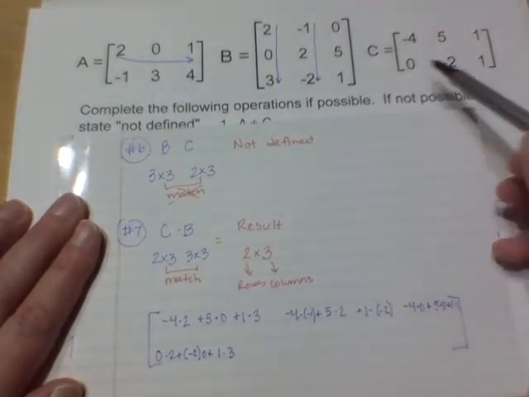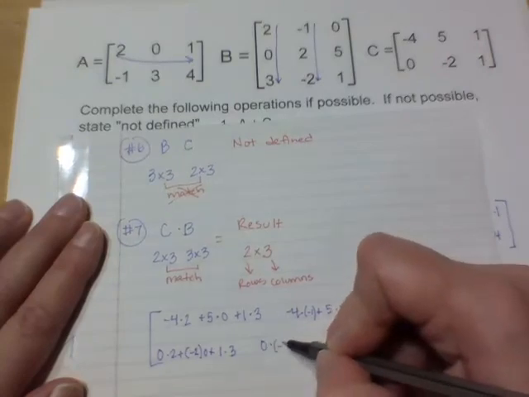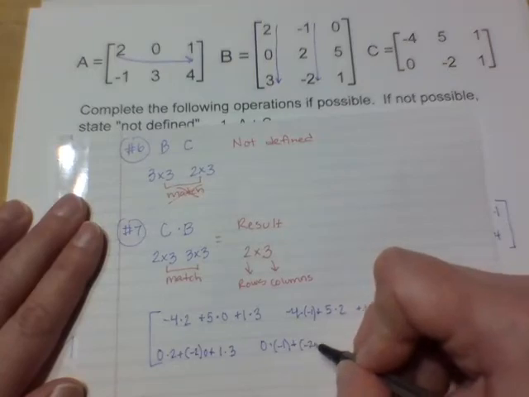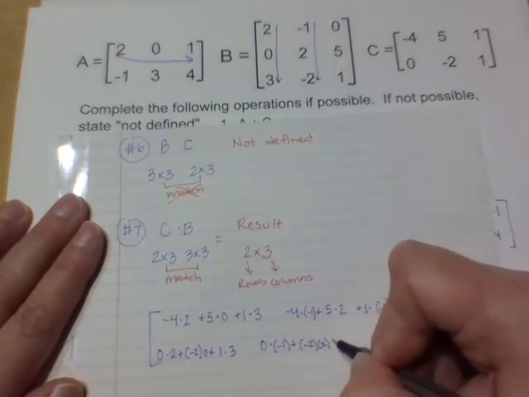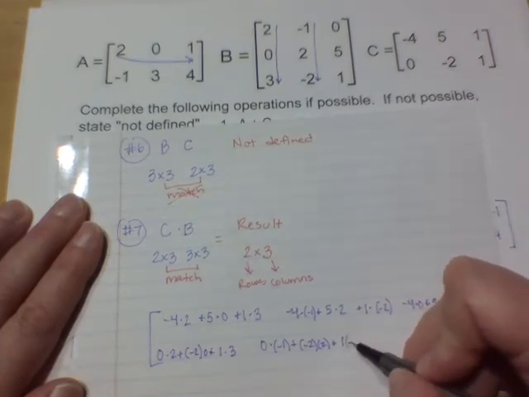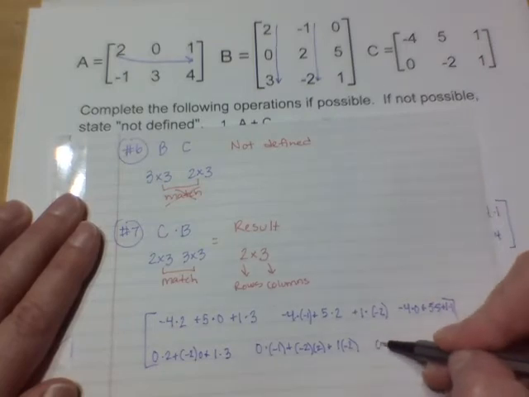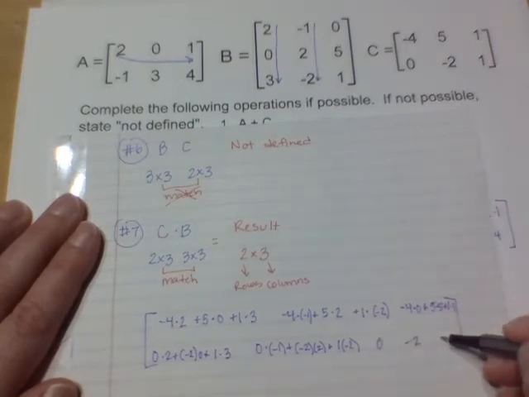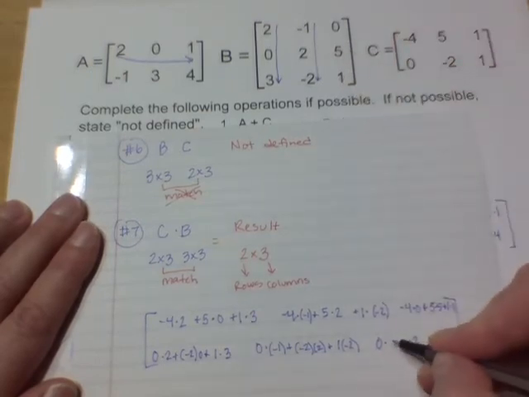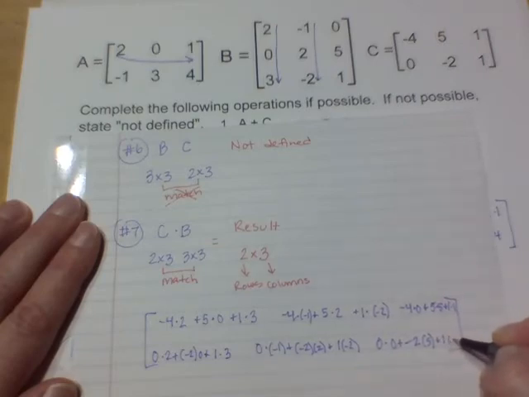Then our middle piece is going to come from 0 times -1, plus -2 times 2, plus 1 times -2. And then our last piece is going to be that same row, so 0, -2, and 1, but it's going to be times 0, 5, and 1. So times 0, times 5, and times 1.